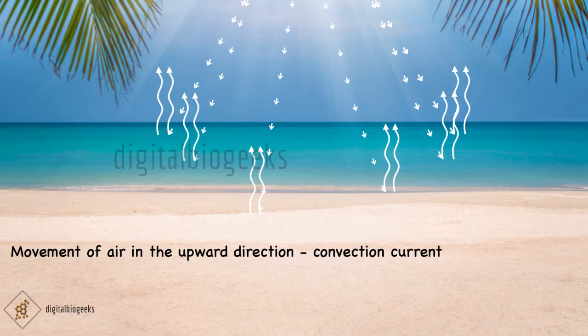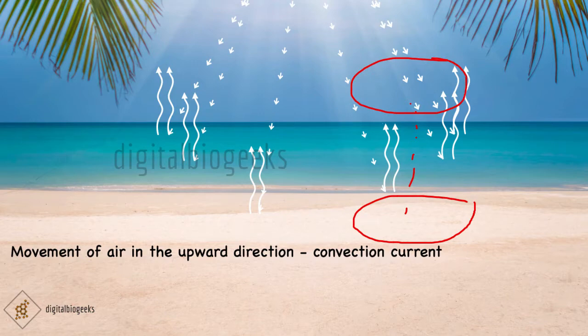Let's see what happens in coastal areas during the day. During the day, due to the radiation from the sun, the land and water in oceans get heated up. But I explained earlier that the soil gets heated up faster than water. When soil gets heated up, it radiates some heat back into the atmosphere. As a result, the air just above the land gets heated up and it moves up.